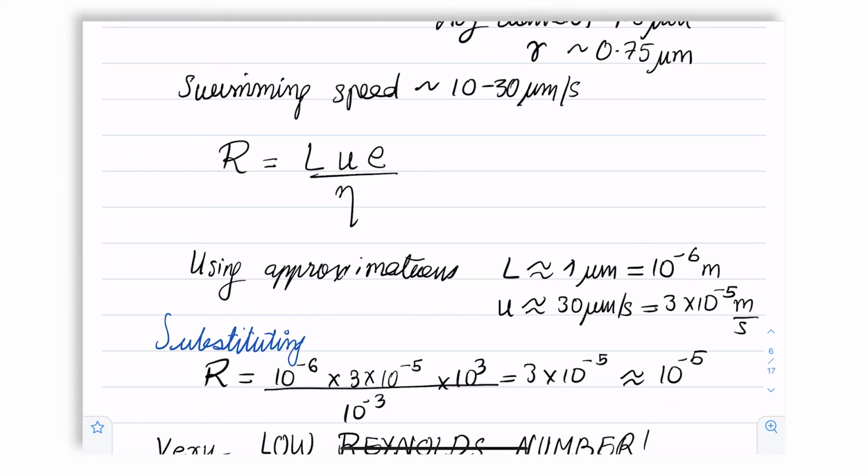Using approximations, L is approximately 1 micron, 10 to the power minus 6 meters. 30 microns per second can be approximated as 3 into 10 to the power minus 5 meters per second.